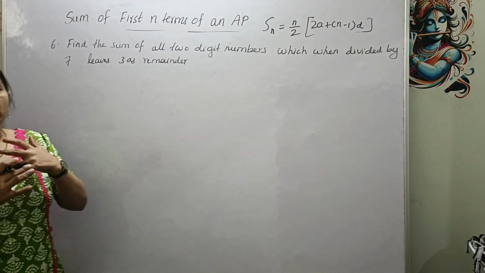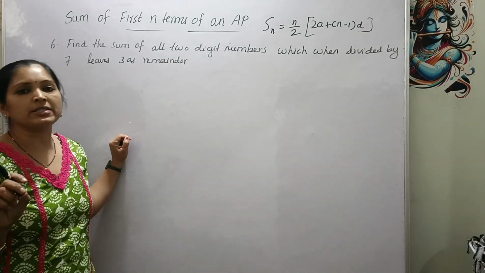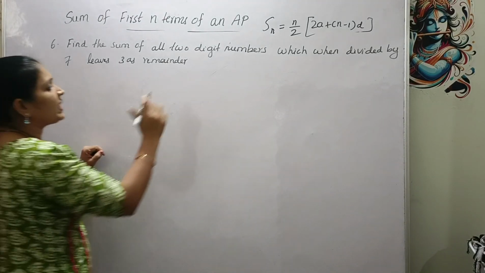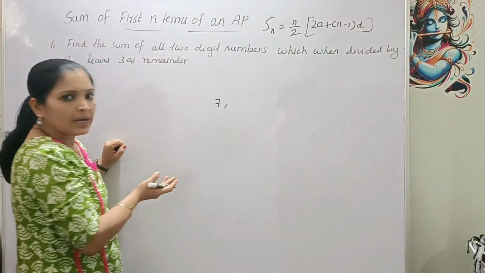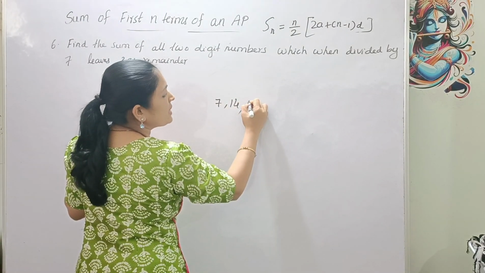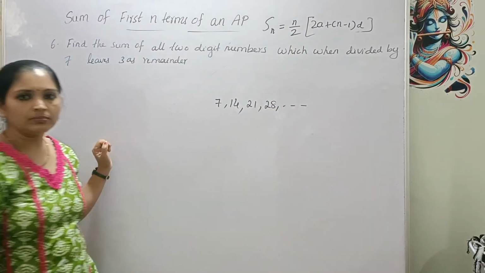Okay, so for that, first of all let's write the numbers which are divisible by 7. That means leaves 0 as remainder. So what are the numbers? Starting from 7, then 7 twos are 14, 7 threes are 21, 7 fours are 28, etc.